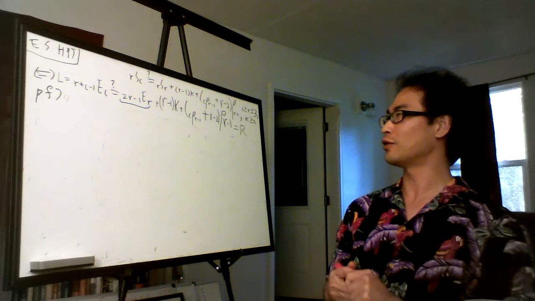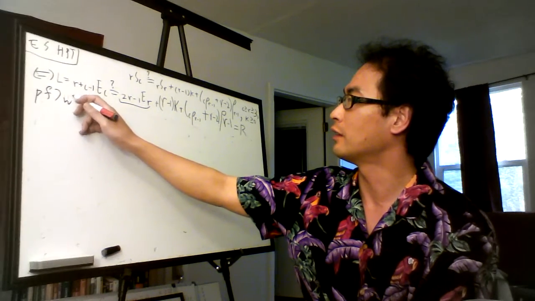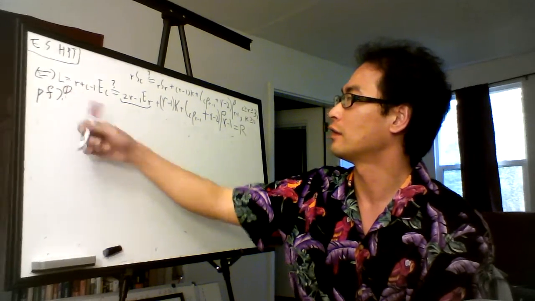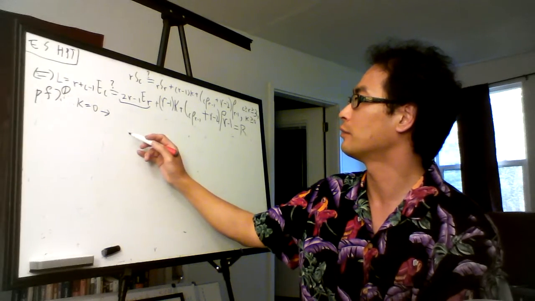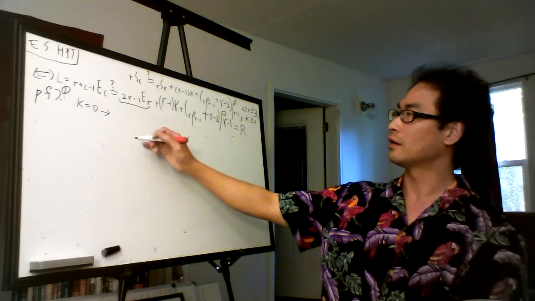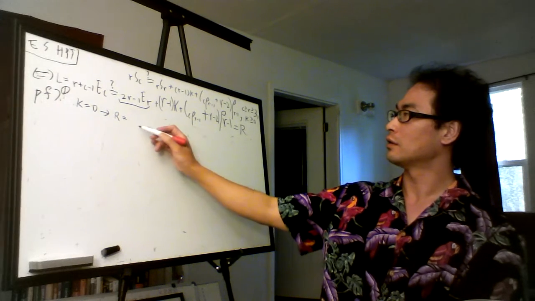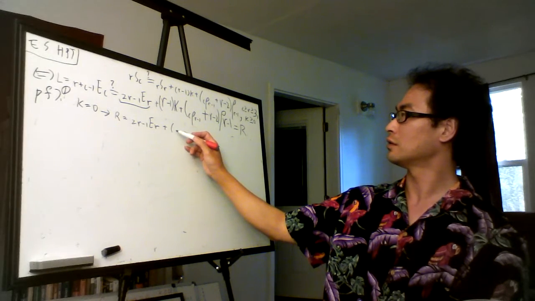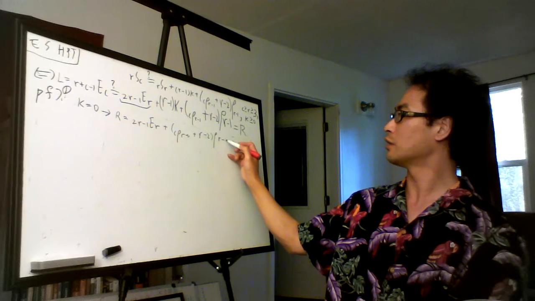So assume this is true. Well, first we need to prove the base case, if k is equal to zero, the starting point, and that doesn't help very much. The right hand side is equal to what? 2r minus 1 er plus 0 r minus 1 plus r minus 2 rho r minus 1.